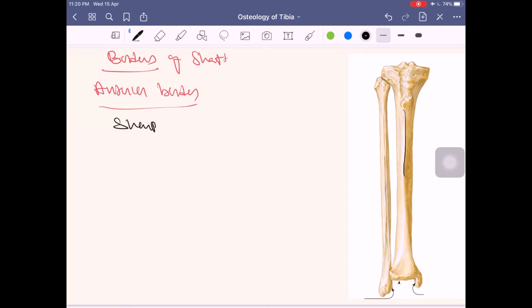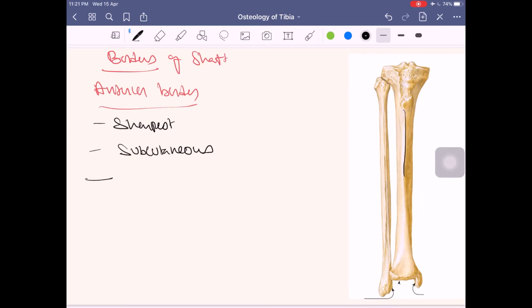So the anterior border feature is that it is the sharpest border, and it is subcutaneous, you can feel it. This is the border through which we discover our furniture. When there is a power cut and we walk around and suddenly our leg hits something tough, it causes pain. Why? Because this is the border which is actually getting hurt.